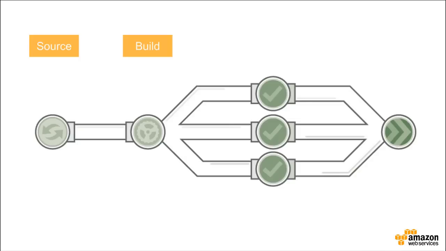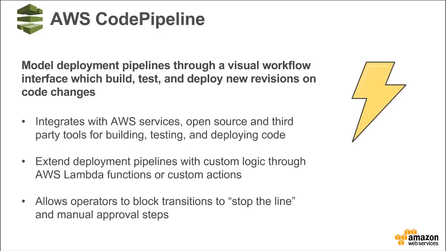And the same stages apply. We have a source stage, a build stage where our artifact is created, a test stage where we test our new component, and the production stage where we not only deploy the code, but actually monitor it. And CodePipeline is a service that lets you model deployment pipelines and run them and manage them, which build, test, and deploy new revisions of code changes.